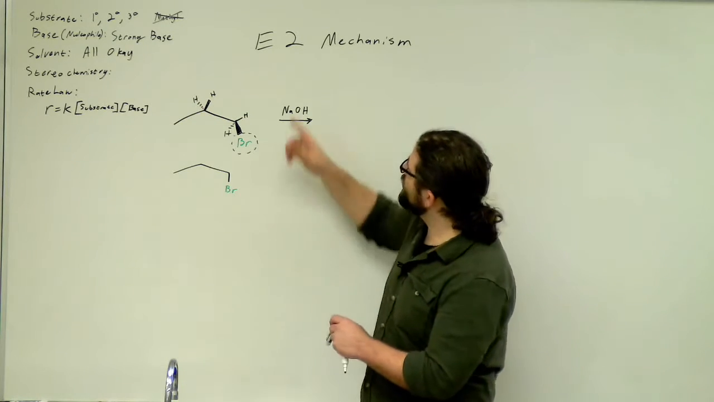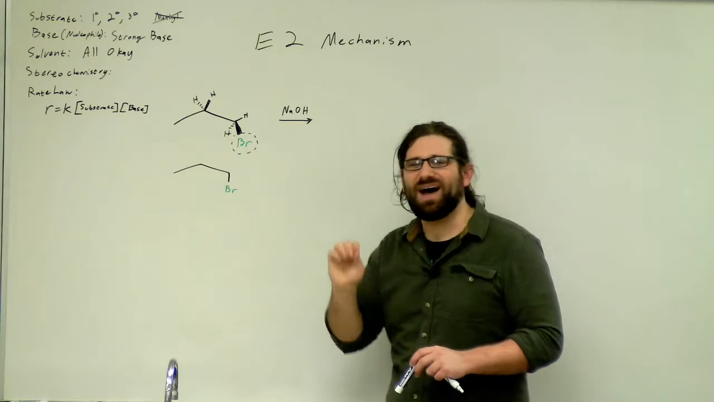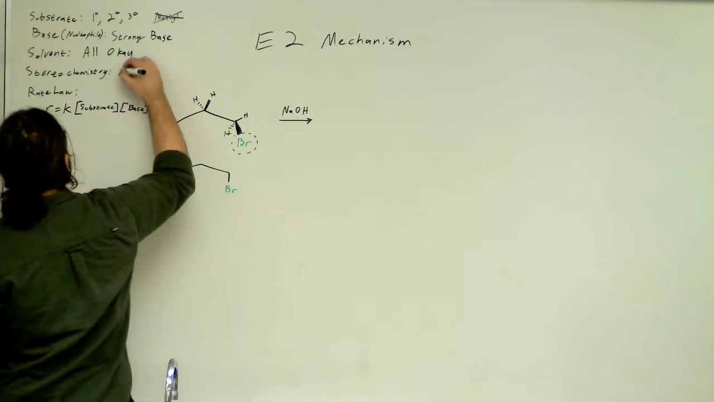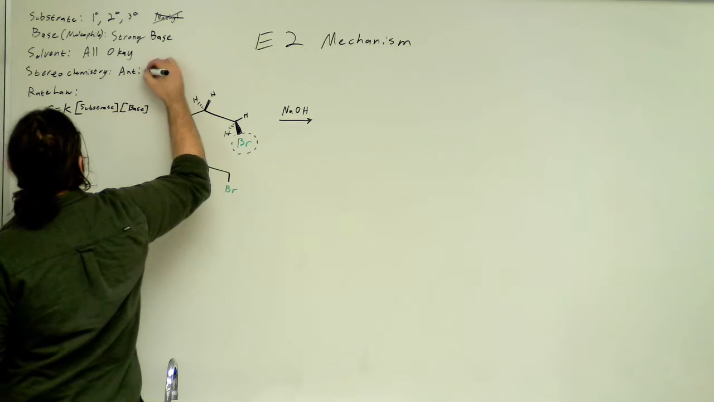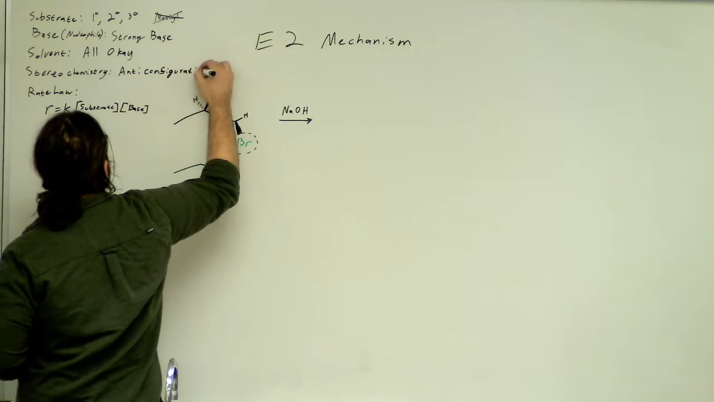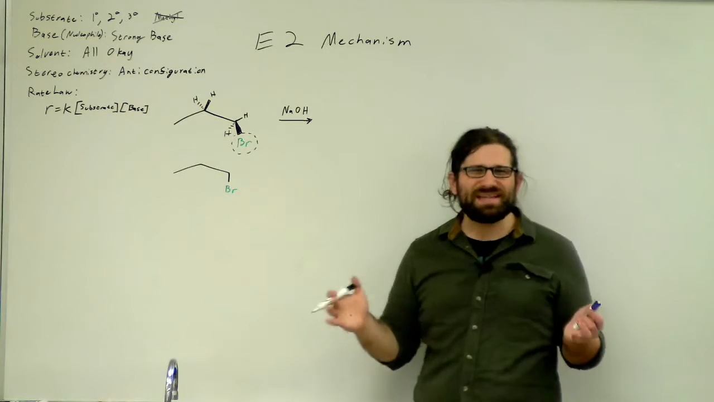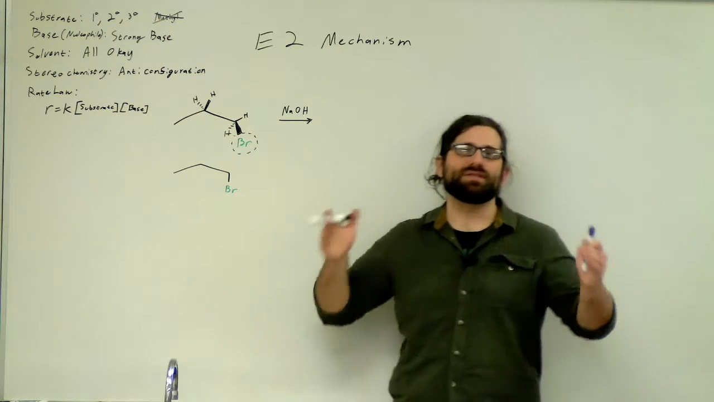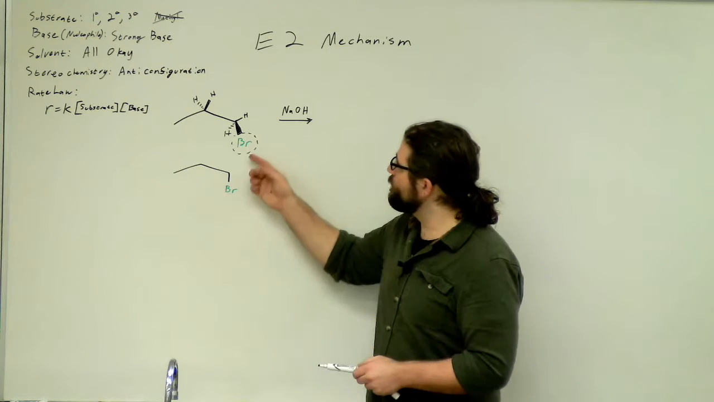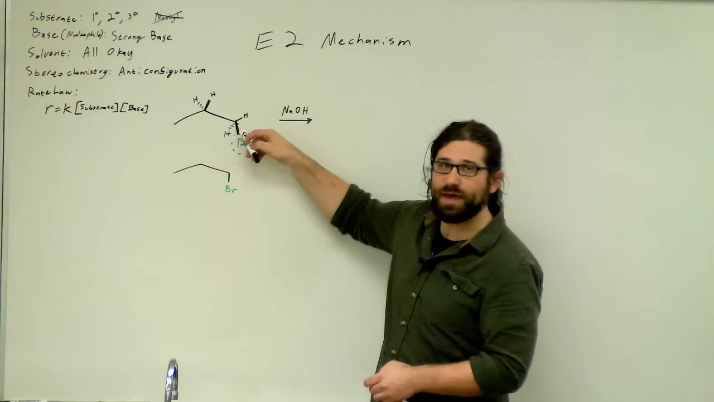Well, in the E2 mechanism, it's the hydrogen that is in an anti-configuration, so let's write that down. Stereochemistry required is anti-configuration. The anti-hydrogen is going to be eliminated. But what does anti mean? It means on the opposite side. So remember, these are three-dimensional molecules. I have my bromo group sticking up out of this page. So it is sticking up out of this page.